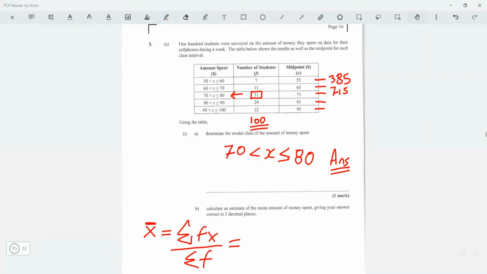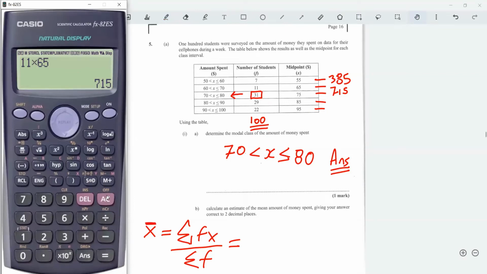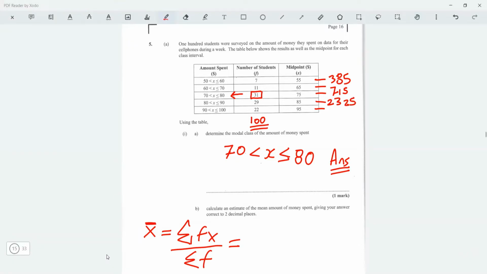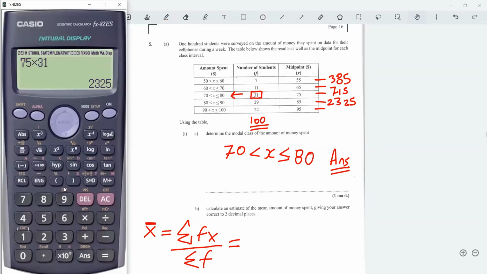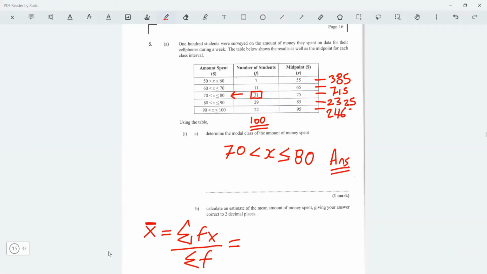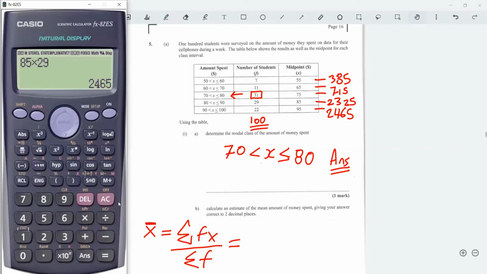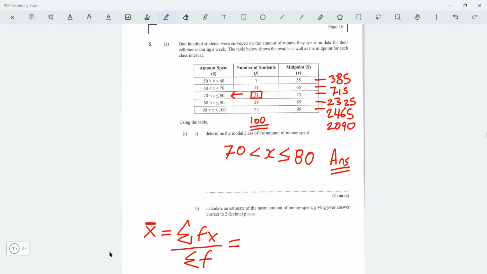Then 75 times 31, and we are getting 2325. Now work out 85 times 29. We're almost there. That is 2465. Then we work out 95 times 22, and we get 2090. Now what you're going to do is add up all of these, because remember, this is f times x. We multiplied f times x.